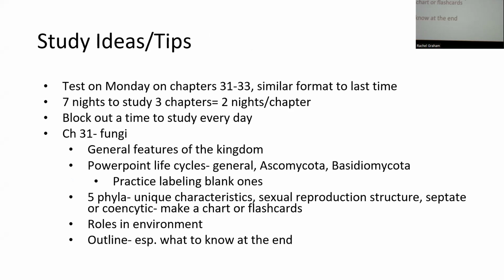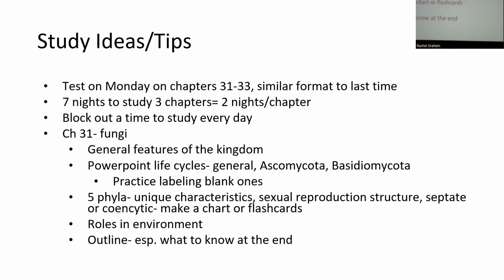The test format will be similar to your last test. So some multiple choice, some short answer, probably some diagrams that you're labeling and answering questions about. You have 7 nights to study 3 chapters. So if you want to divide up your time, that means you have 2 nights for each chapter to study, and then next Sunday you can study all of them.